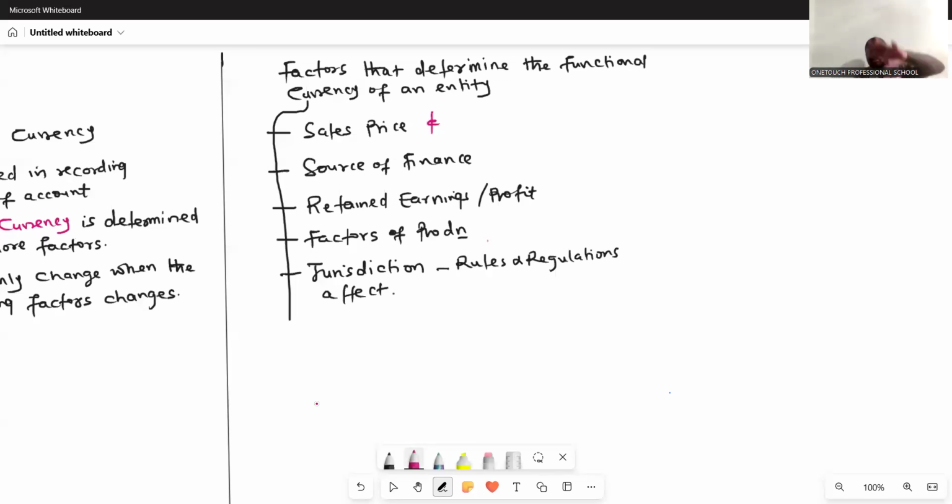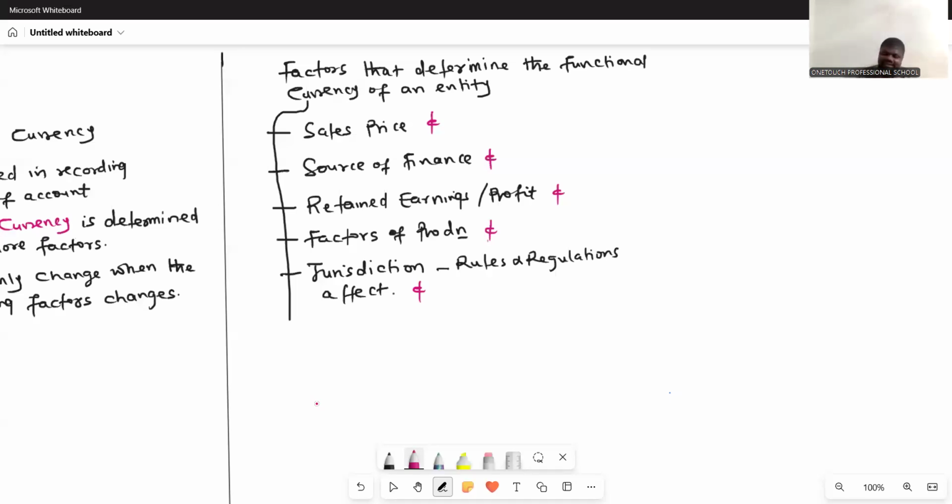That is, most of your product will be priced in Ghana cedis unless you are selling to a foreigner or you are exporting. Then the source of finance, you are likely to use cedis. Retained earnings is likely to be cedis. Now, if you want to even open a dollar account, it's not a joke. Then factors of production, you are likely to pay in cedis. Then this one too is already in cedis. So that is why others believe that it's a local currency, but it is not always true.